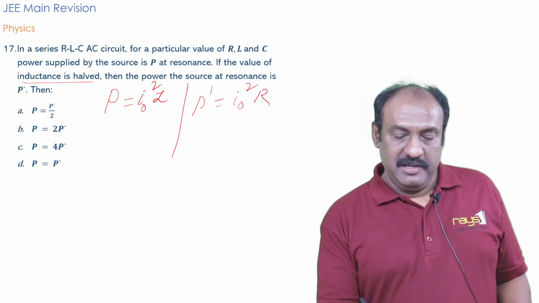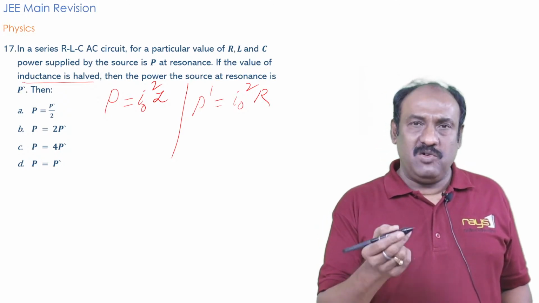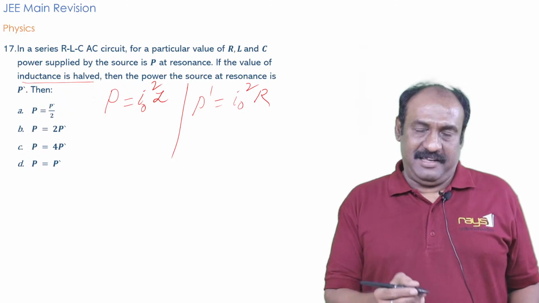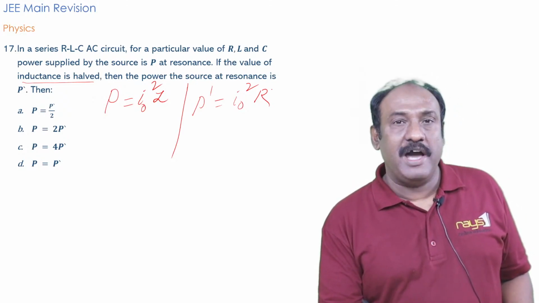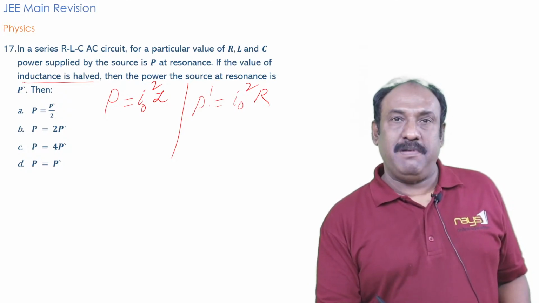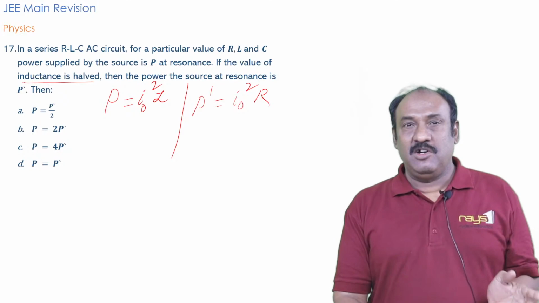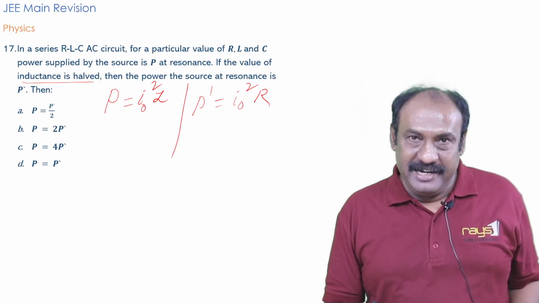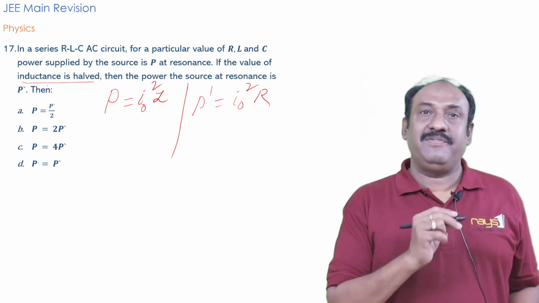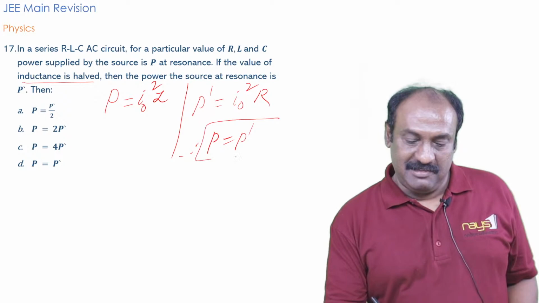Here we know that at resonance the impedance offered by the circuit is nothing but the resistance. Therefore P dash is also I naught square into R. So the power supplied by the source to the LCR series circuit at resonance is independent of the value of inductance. Therefore P equals P dash. In both cases it is the same.